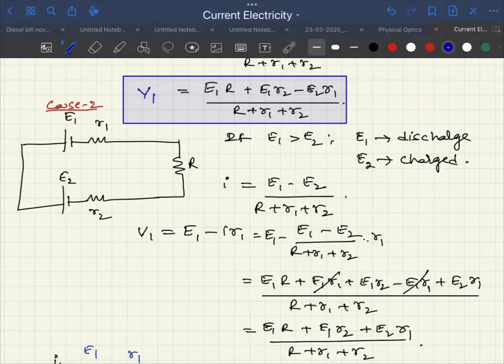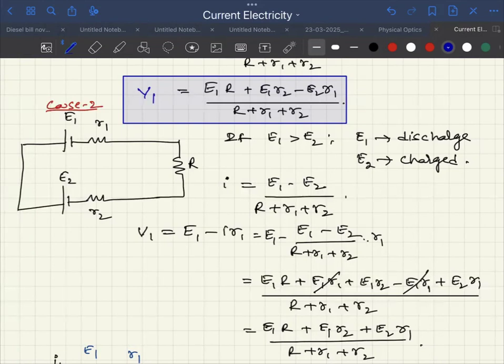Minus plus is not there. Then what happens? I have no idea unless I give you any information. Say, for example, E1 is greater than E2. The one with the highest EMF will discharge. The one with the least EMF gets charged. In such a case, you should not take the EMF as E1 plus E2. In fact, you should take it as E1 minus E2. Rest everything is the same.